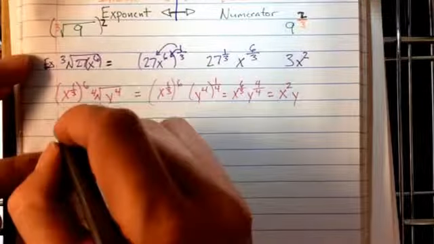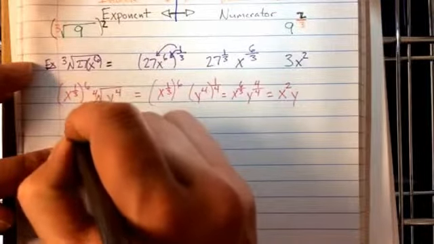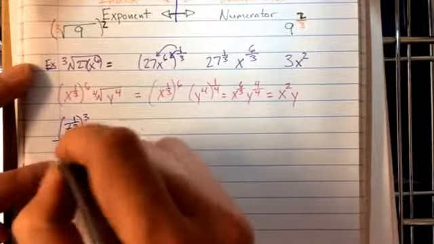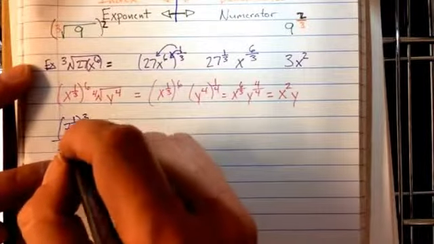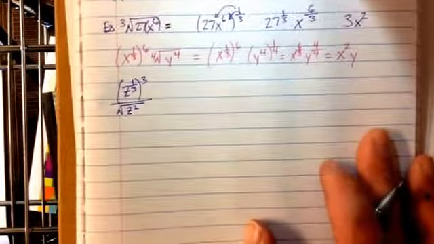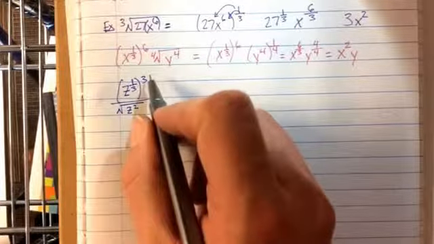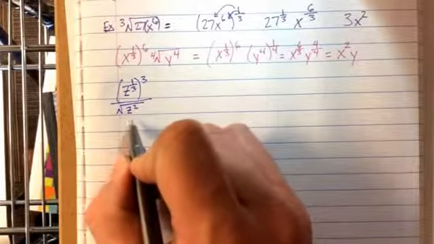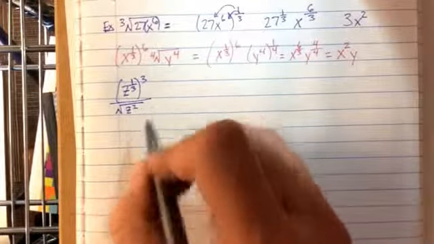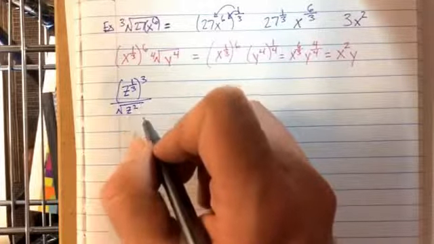Let's say we had z to the 1/3 power cubed over the square root of z squared. So we have z to the 1/3 power cubed and the square root of z squared. So we're going to go ahead and solve this and then use our pre-algebra rules of dividing exponents.